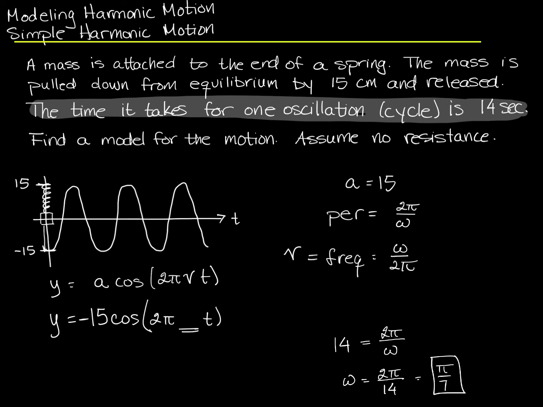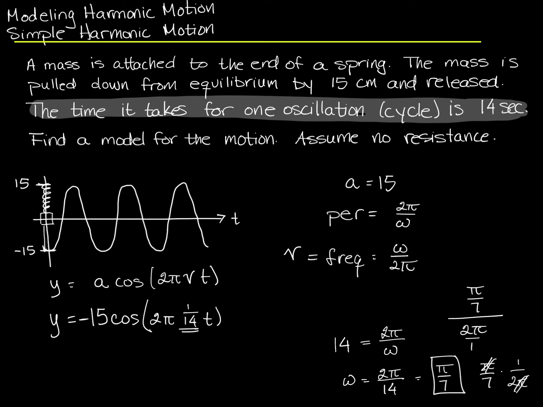So my omega value is pi over 7, but that's not my v value, right? I need omega over 2 pi for my v value. Omega over 2 pi is pi over 7 over 2 pi. Let's write that as over 1. Then I can write that as pi over 7 times 1 over 2 pi. Cancel the pi's, and I get 1 over 14.